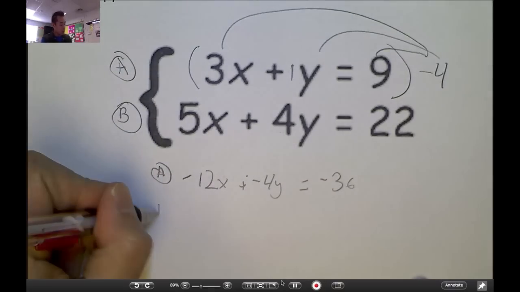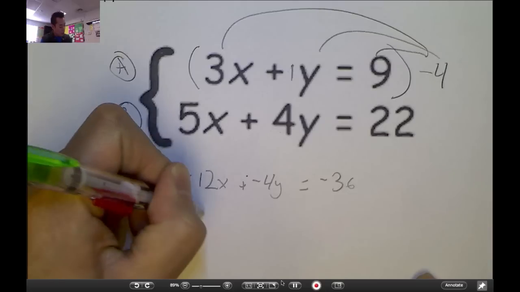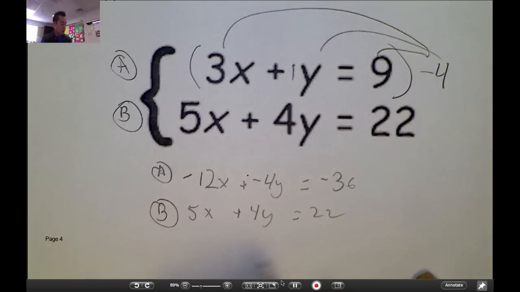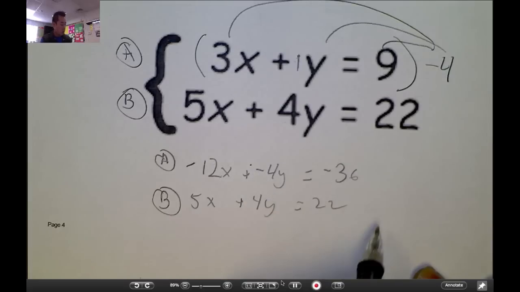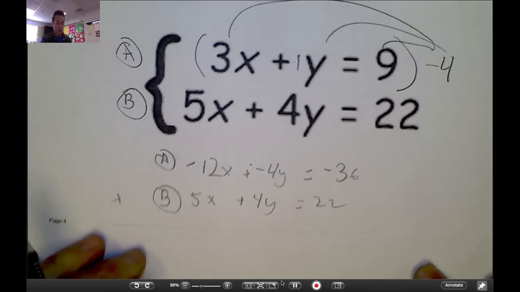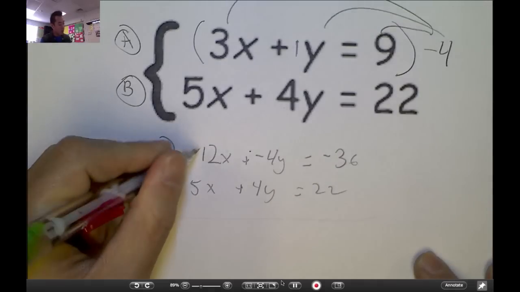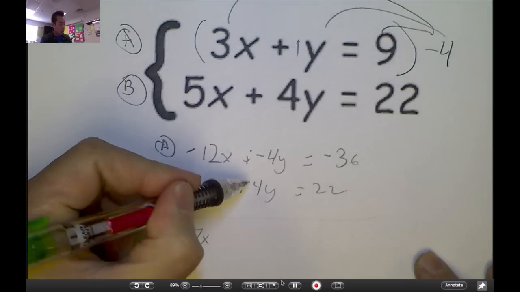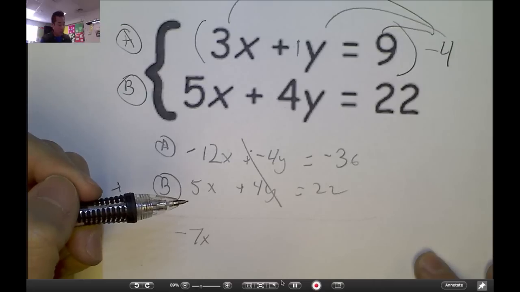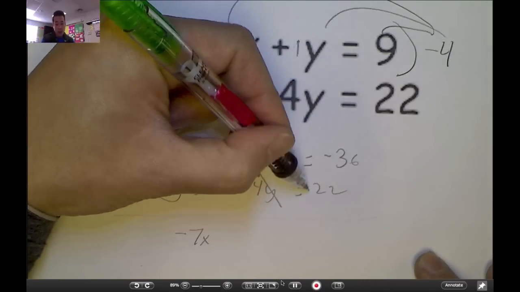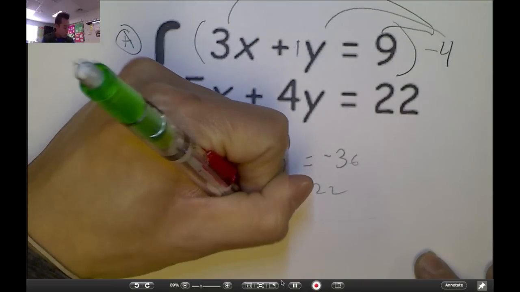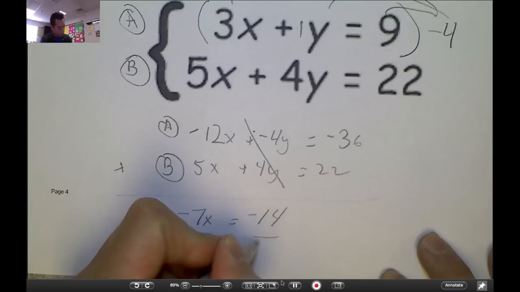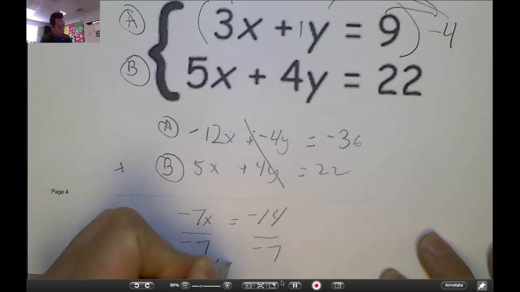And then from here, I can just drop down equation B, which is 5x plus 4y is equal to 22. And now that I have my opposites, I can go ahead and eliminate, or just add. Here we have -12x plus 5x becomes -7x. -4y plus 4y is gone, or 0y. I don't have to write that. Is equal to -36 plus 22. That becomes -14. I divide both sides by -7. And x is positive 2.